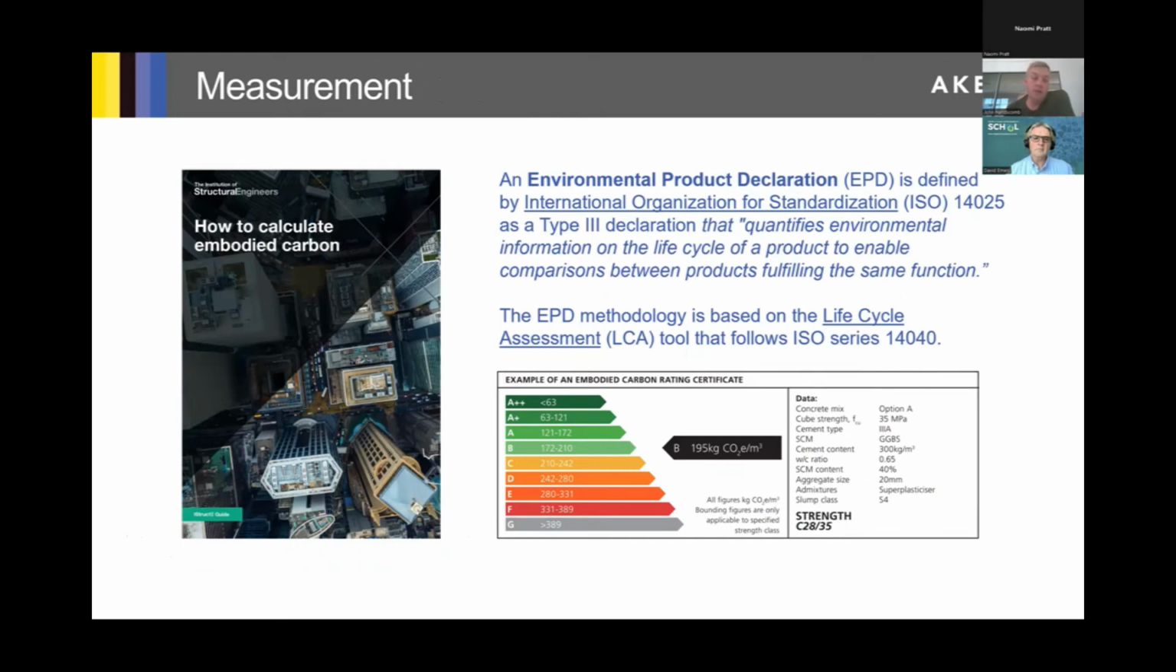So where to start? To start, I would always suggest measurement. So calculating where your embedded carbon sits within your product or within your project. Referring to EPDs. EPDs are the environmental product declaration, which is a prescribed route under ISO 14025 to determine the environmental impact of a product.